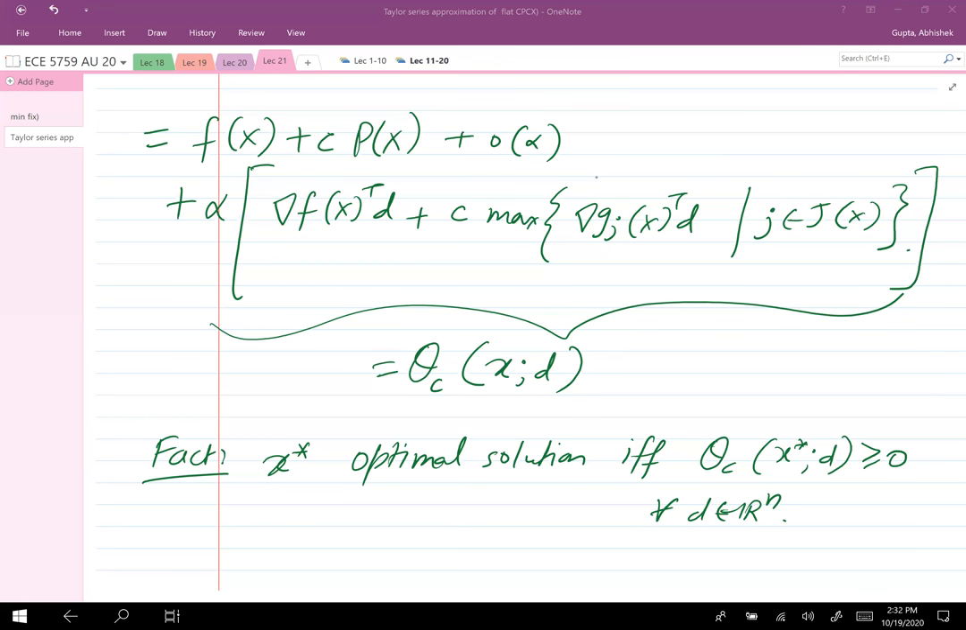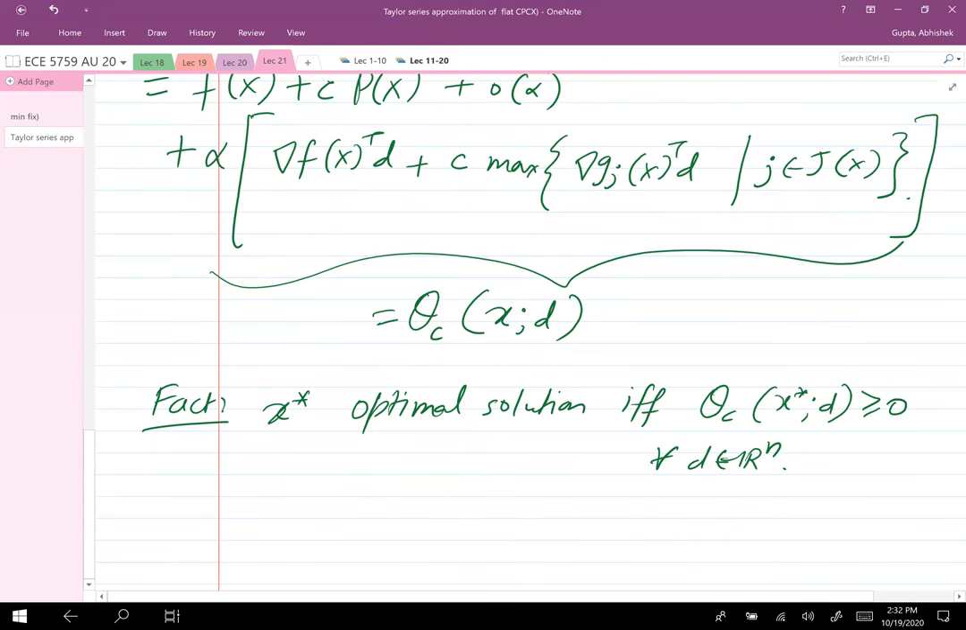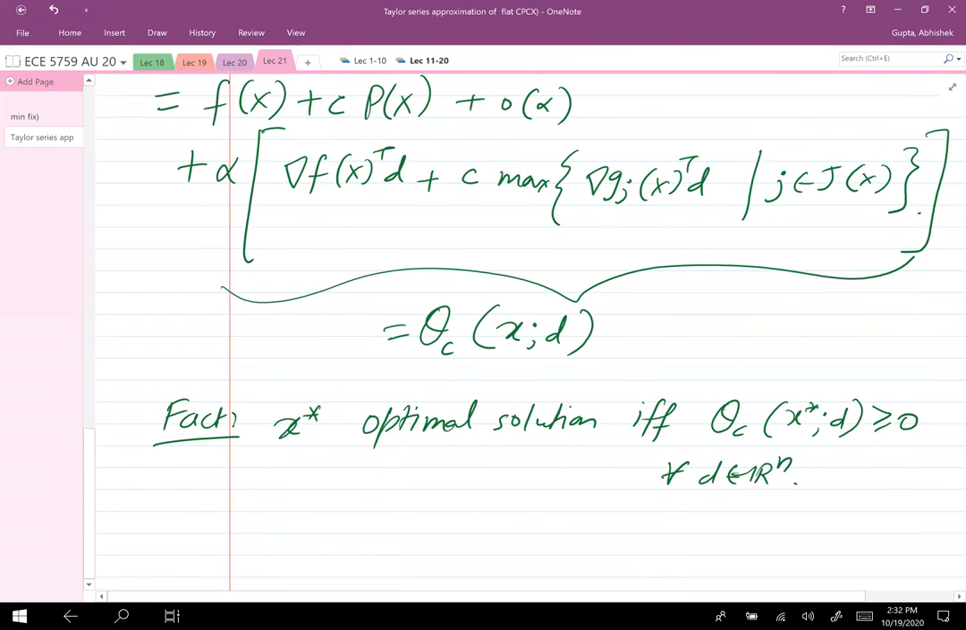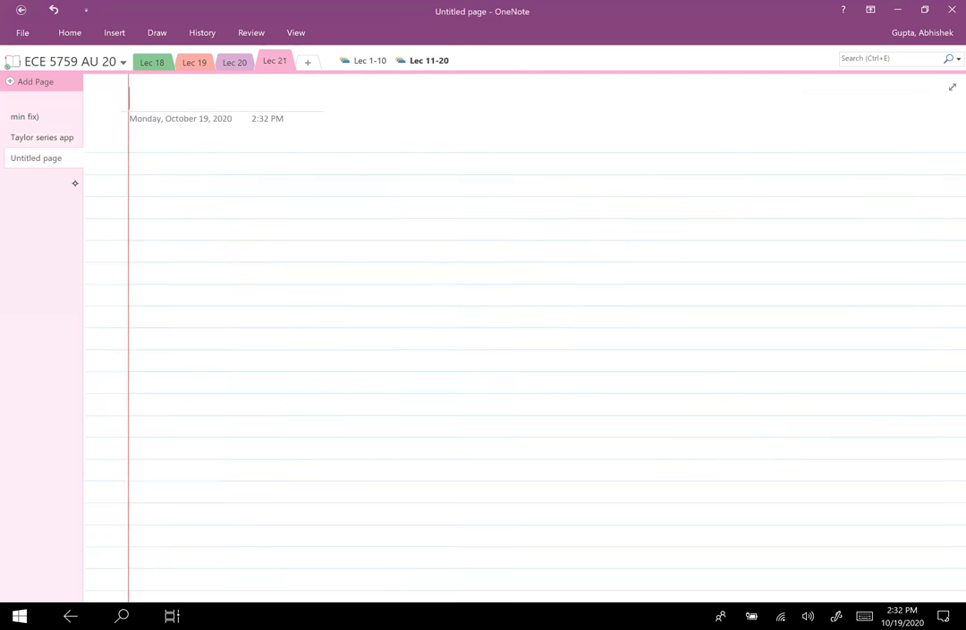Okay, so what's the direction we need to take in order to do the gradient descent for this non-differentiable penalty function? That's the next step that I want to go to. If there are no further questions, I'll move on to the next step. So the gradient descent, this is the sequential quadratic programming algorithm.